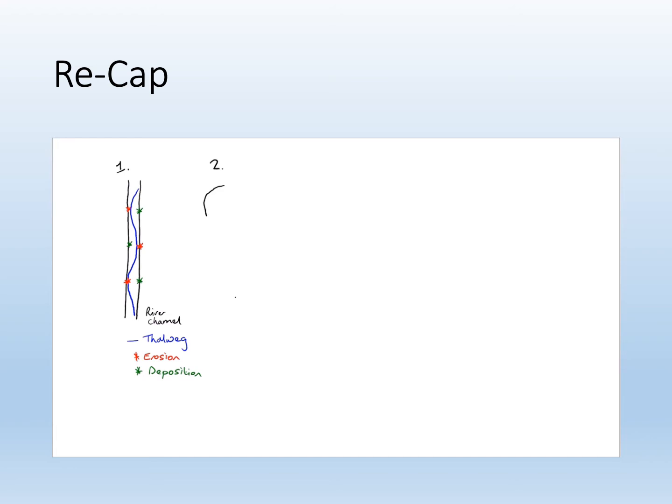Now if we look at how this looks from a top-down view, we can see that we've got a river channel over here, and I'm going to label in the thalweg that moves side to side. Now on the outer part of the thalweg, the parts that I'm putting a red asterisk on, these are the parts that exhibit erosion.